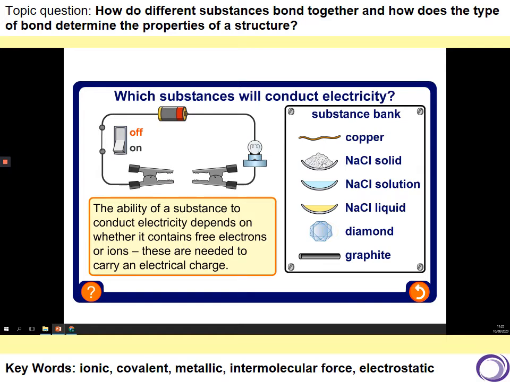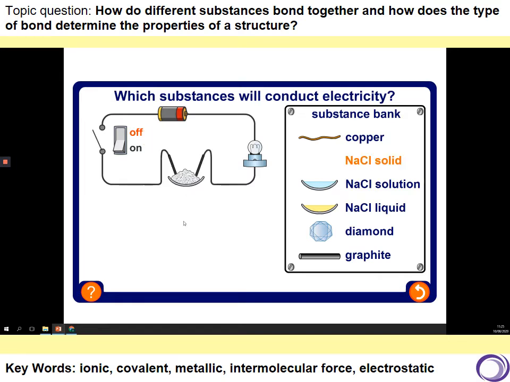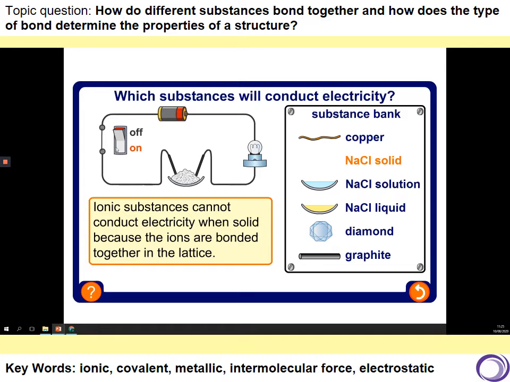So first of all, I'm going to start with sodium chloride. So this is table salt. And if we turn on the circuit, you can see that the light bulb does not light up. And this is because solid ionic substances do not conduct electricity. There are no ions that are free to move, and there are no delocalized electrons. Everything is tightly bonded together in a 3D lattice.